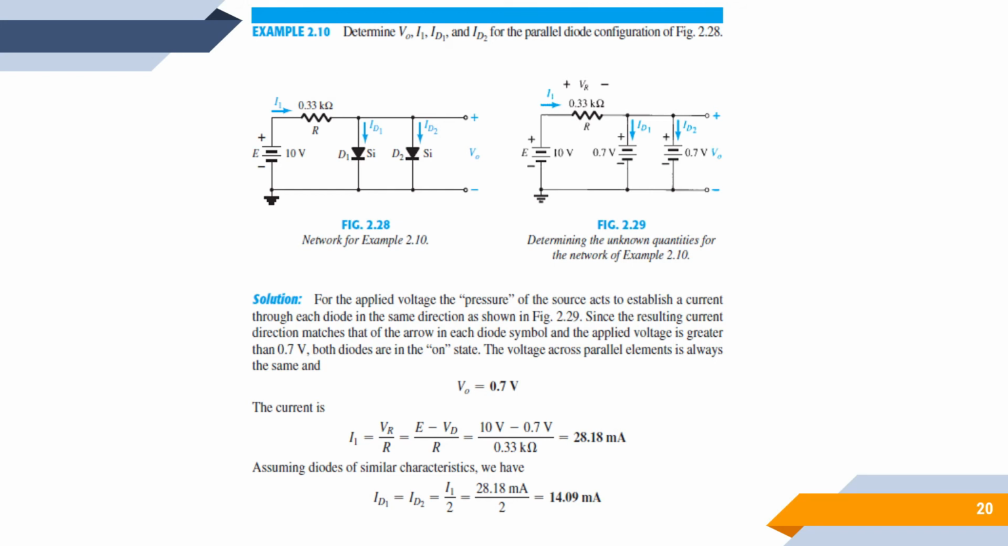So, makikita natin dito, parang hinati lamang yung current na dumadaloy since una, I1, papasok siya sa resistor and now nahati siya sa dalawa because of the two diode silicons.